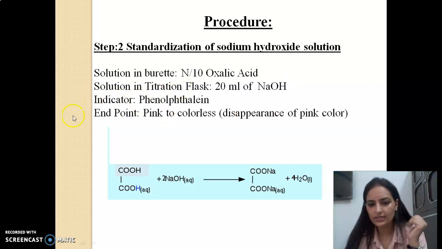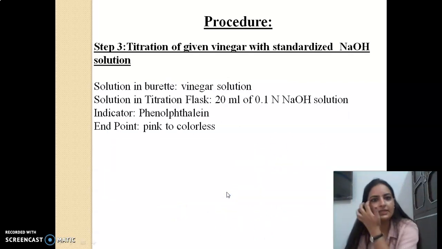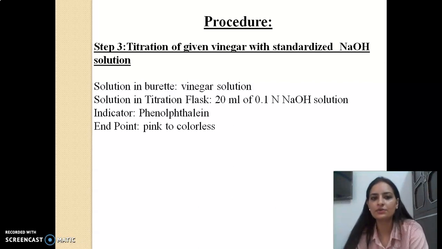So the reaction taking place is like this: COOH-COOH, that is the formula of oxalic acid, is reacting with NaOH and it will give you COONa-COONa, that is the sodium salt of oxalic acid. So after this, the second titration which you have to do is, you have already standardized NaOH now with you.